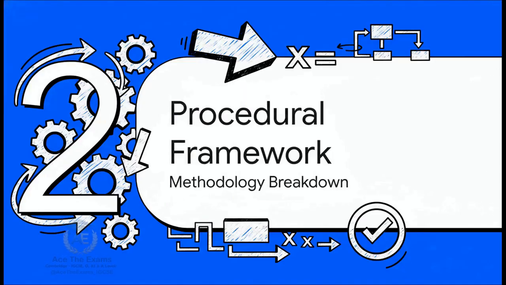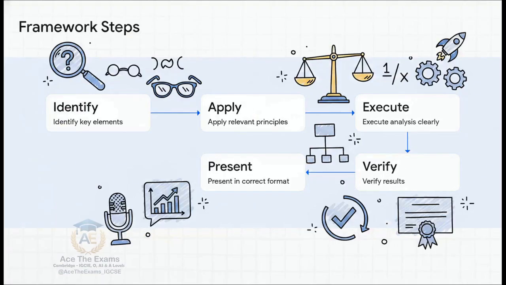Section 2. The procedural framework. Now we are getting into the operational attack plan. This standardized sequence is your non-negotiable checklist for every single rate of change question. Step 1. Identify key variables and constants. Step 2. Apply relevant principles. Step 3. Execute the analysis with clear working. Step 4. Verify your results. And Step 5. Present in the appropriate format.